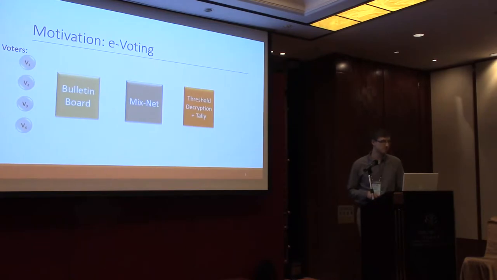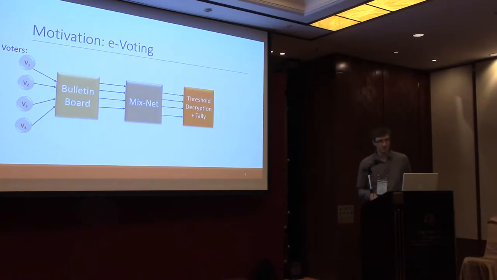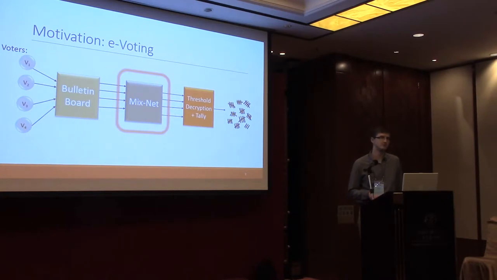So let's say we have some number of voters. Voters send their votes to a bulletin board. This is basically some immutable storage system, either a blockchain or something more old-fashioned. From the bulletin board, the votes go to a mix network, and the purpose of this component is to anonymize the votes, or disconnect the source of the vote from its destination. And from there on, votes go to some sort of a threshold decryption service. And we get the tally. We will focus on this central component in this talk.